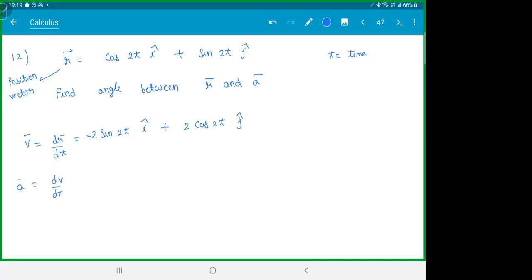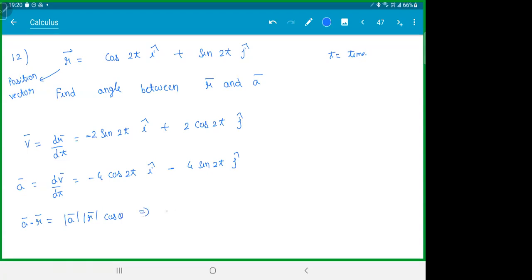a is dv by dt. So when you're differentiating sin, you get a cos 2t and one more 2 will come out. So minus 4 cos 2t i cap, and cos ka differential will be minus sin, so minus sin 2t j cap. Please check. Anyone didn't get this, a bar and b bar, please ask. And then you're asking me to find the angle between a bar and r bar. So a bar dot r bar is mod a bar mod r bar cos theta.